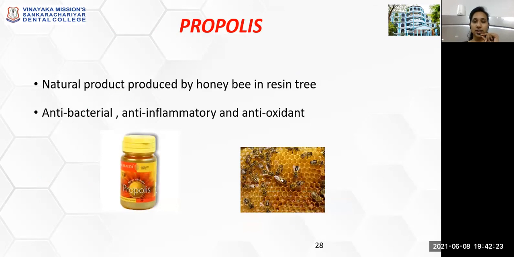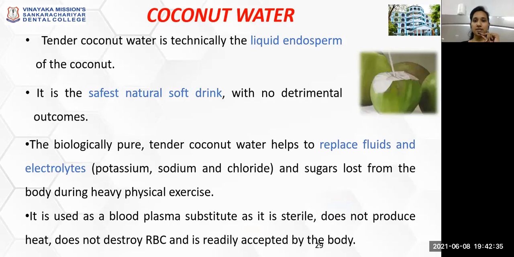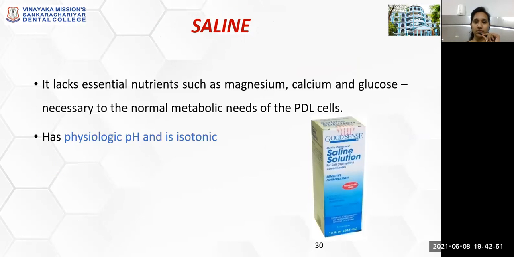Next is propolis. This is a natural product which is produced by the honeybee from the resin of trees. The advantage is that it's antibacterial and anti-inflammatory, and it's also antioxidant. Next is coconut water. This is technically called the liquid endosperm of the coconut, and it is the safest and the natural soft drink which is available. We commonly use this for replacement fluids and electrolytes. This can even be used as a transport medium.